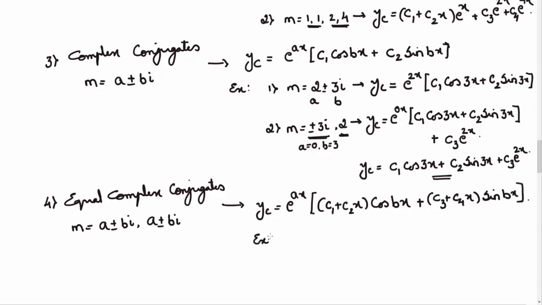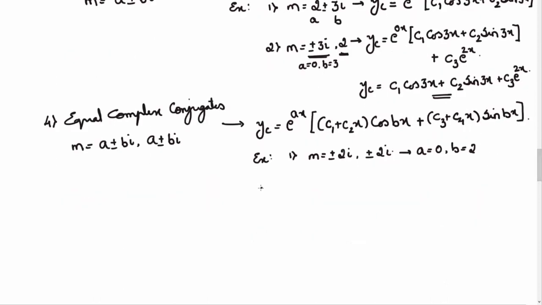Like say for example, if I am having m equals plus or minus 2i and plus or minus 2i. So here in this case the value of a is 0 and the value of b is 2. The value of yc will be e to the power 0, which is 1, into c1 plus c2x into cos 2x, plus c3 plus c4x into sine 2x. So this is the required value of yc.